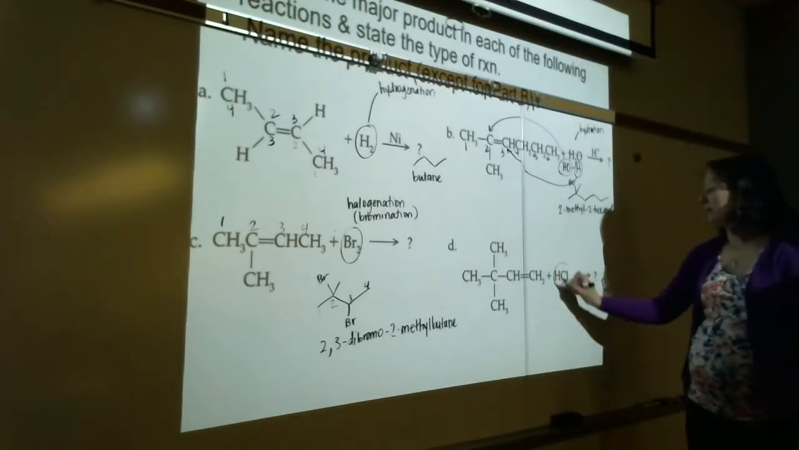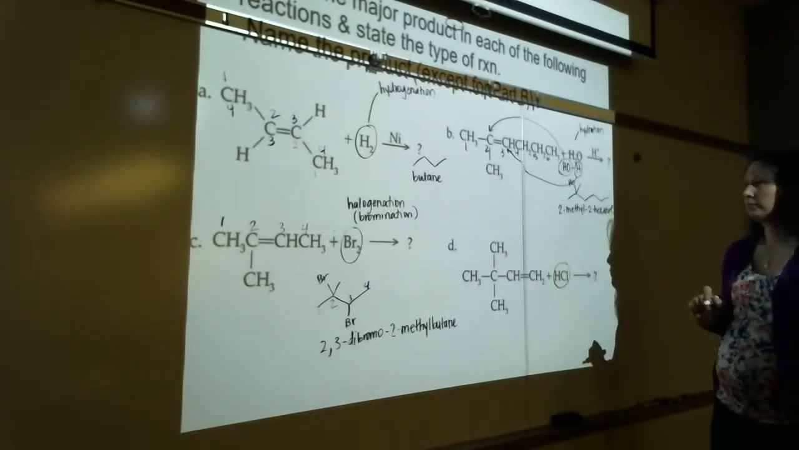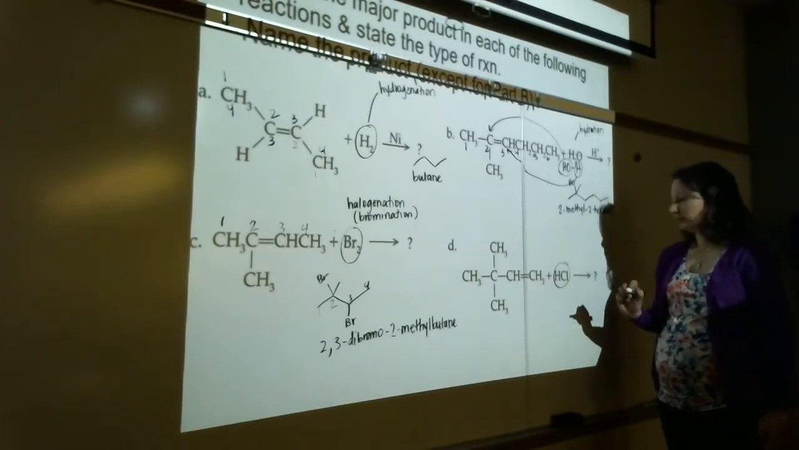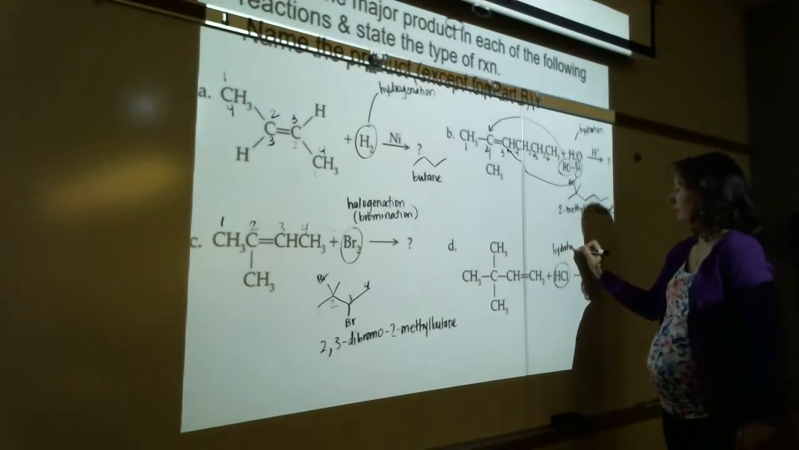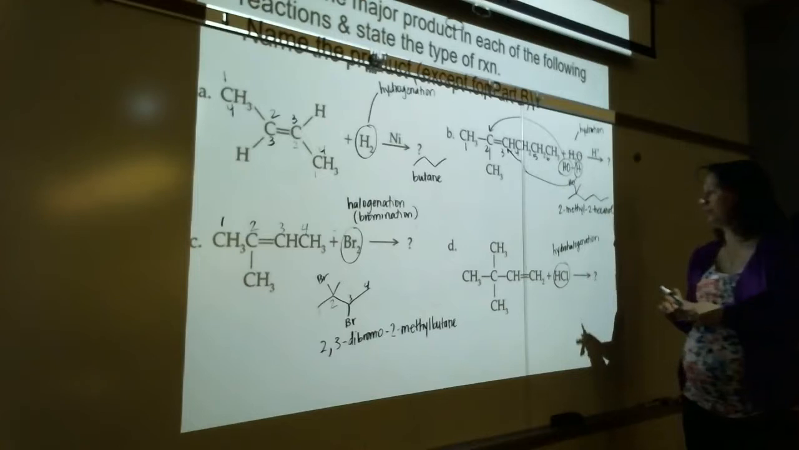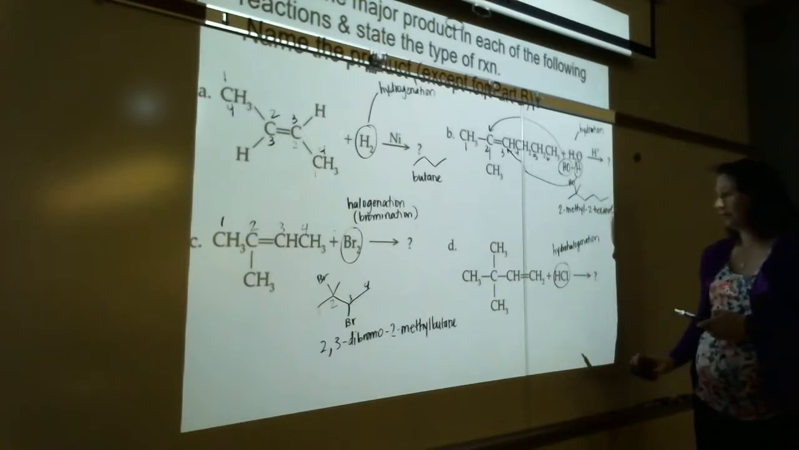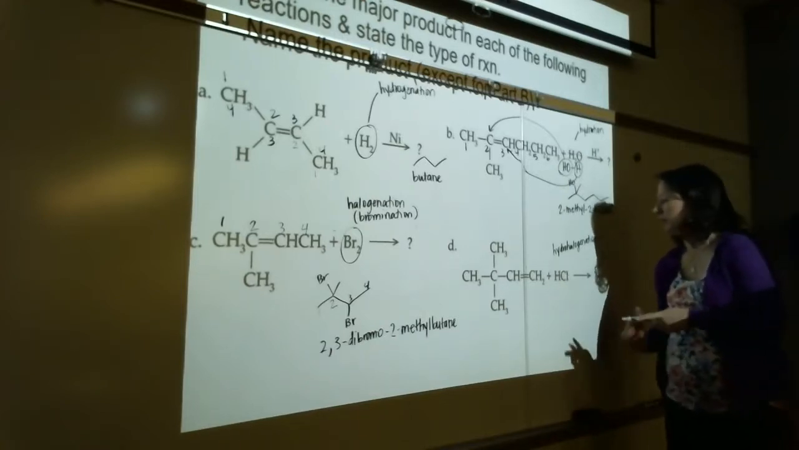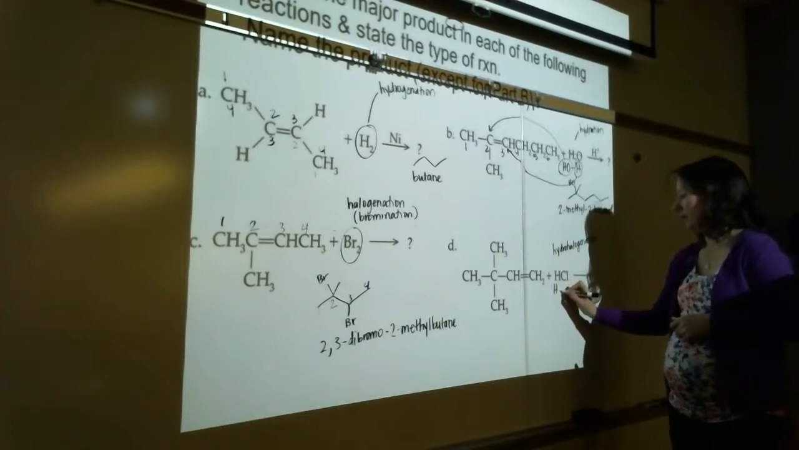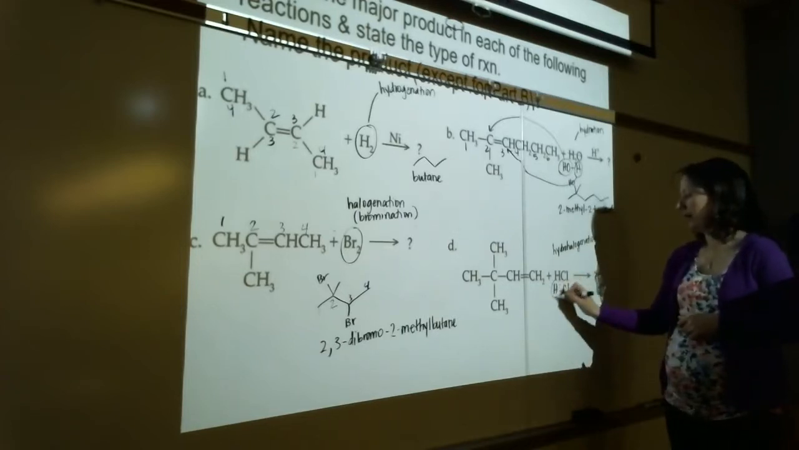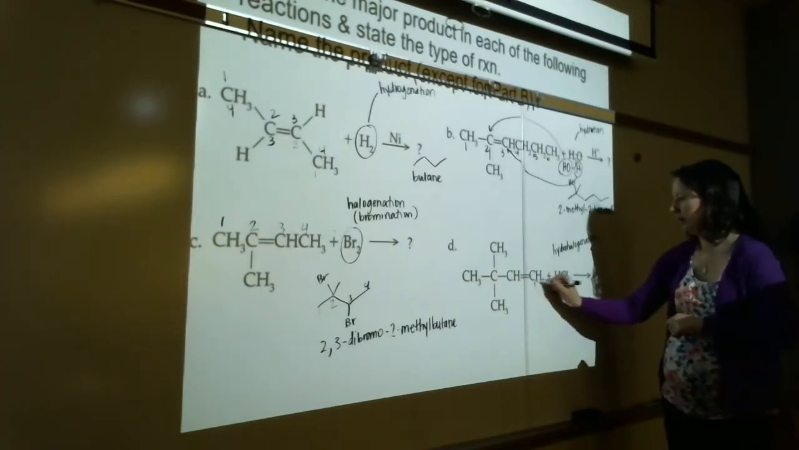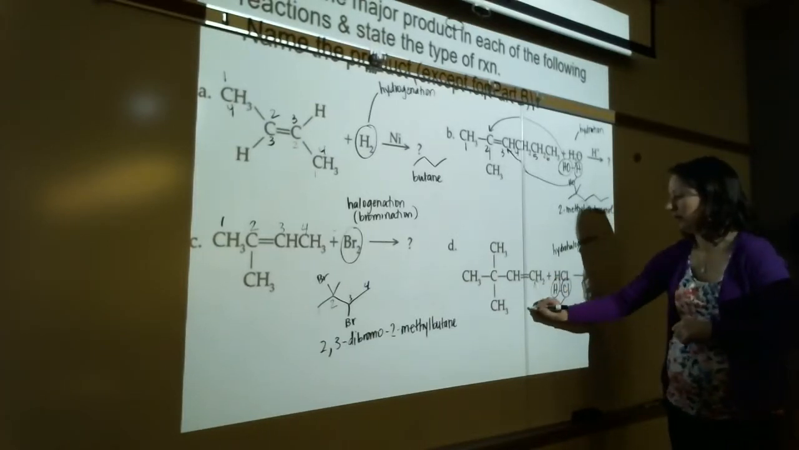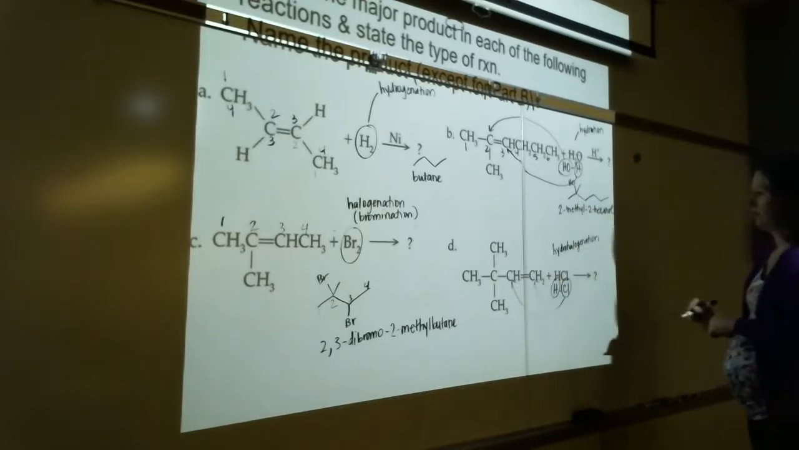And then what type is this? Hydrohalogenation, right? Does Markovnikov's rule apply here? Yes, it does. Let's split this up. Let's write it as this so we can see it better. Where's the hydrogen going? Left or right? Right. On the right. Chlorine goes on the left, right?